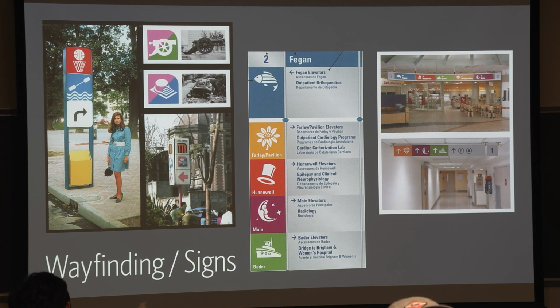On the right is a system created by 212 associates with the Children's Hospital in Boston. Some of you perhaps have been in there. They made symbols and color for each of the 5 connected buildings, mindful that children would get the Fagan building name starts with an F, like a fish symbol, flower for Farley, hat for Honeywell, moon for Maine, and boat for the Bader building.